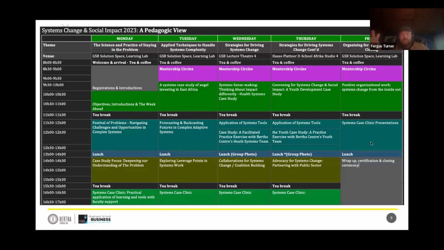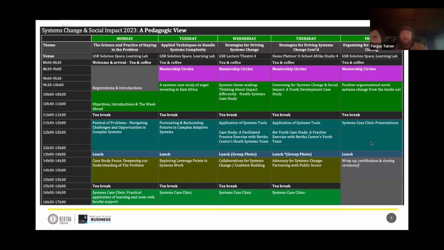You'll see that we do cover quite a bit about collaboration for systems change, coalition building, and so on. And this is also a nod to the fact that systems work, like I said earlier, does not take place in silos. It takes place referencing, honoring, and catalyzing the power of collectives, partnering, collaborations, coalitions, and so on.